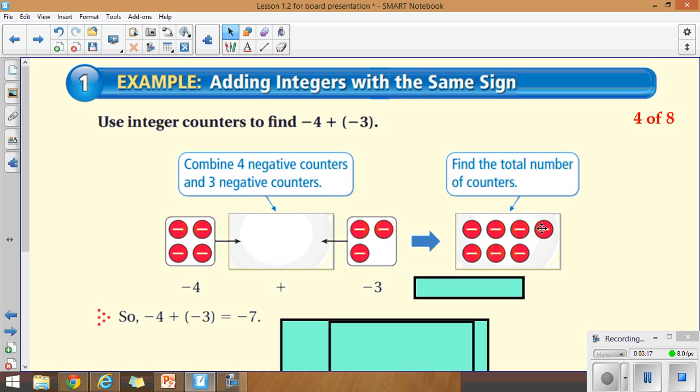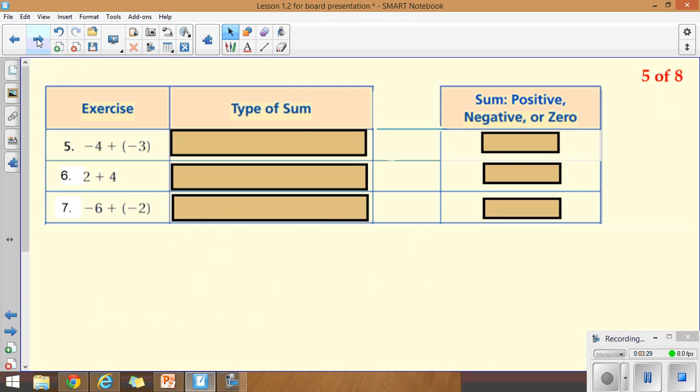I have $4 I owe to one friend. In addition to that, I owe $3 to another friend. So altogether, I owe $7. Let's try a couple of these.